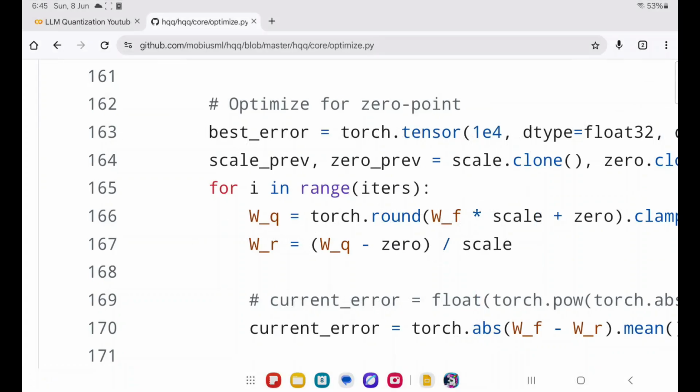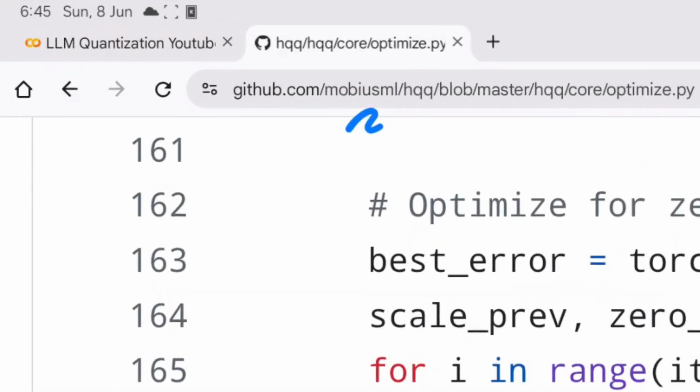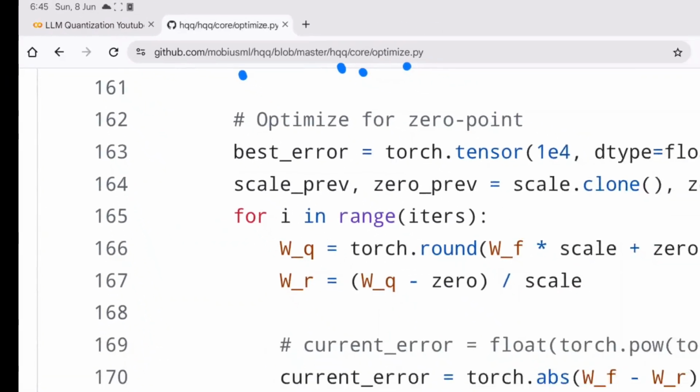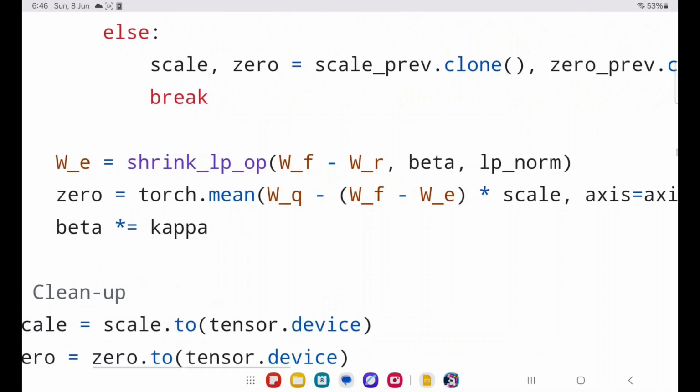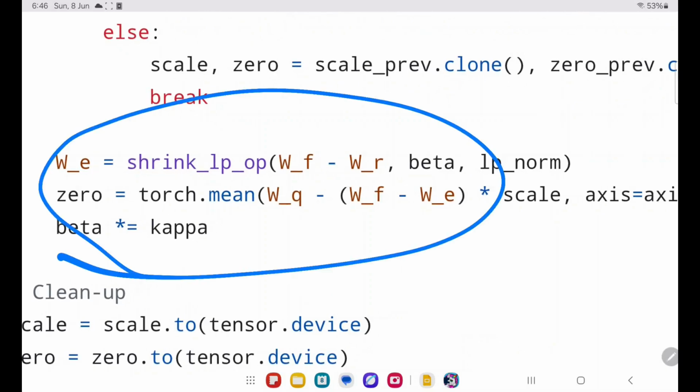The same is shown in the official implementation of HQQ as well. GitHub, Mobius ML, HQQ, code, optimize. I'll share the link in the description. Each iteration we compute the quantized weights and the dequantized weights for the best k found in the last iteration. So we find WE based on the shrinking operator, and then we find the zero, which is the mean of WQ minus W minus WE into scale as per the formula, and then we increment beta with kappa.